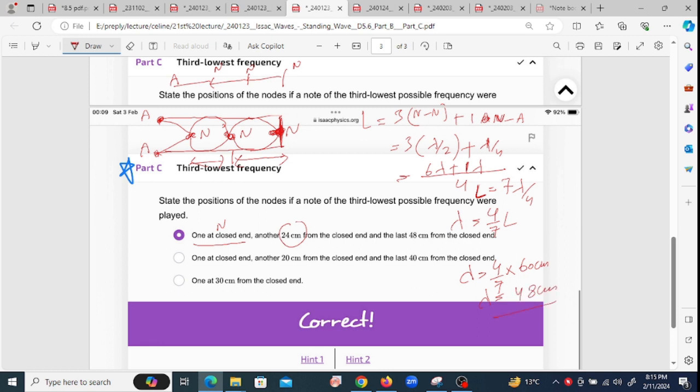If the wavelength is 48 centimeters, the consecutive distance between node to node is lambda over 2, which is 48 centimeters divided by 2, equal to 24 centimeters. So the node to node distance is 24 centimeters. The first node is at the end, so this option is correct. Another is 24 centimeter from this end, and another is also 24 centimeter further, so 24 plus 24 will be at 48 centimeter from this node. So this option is the correct one.